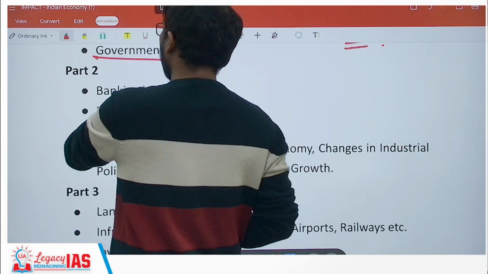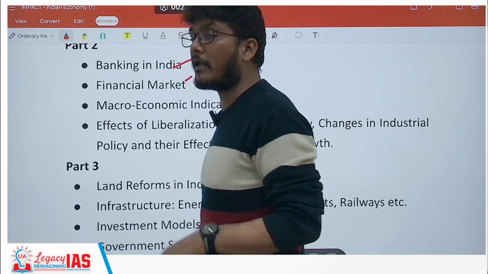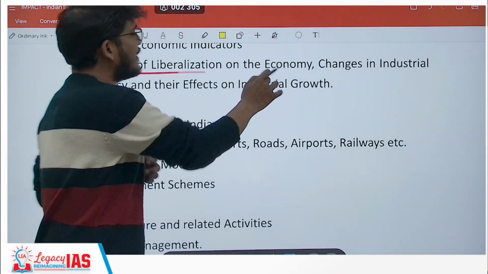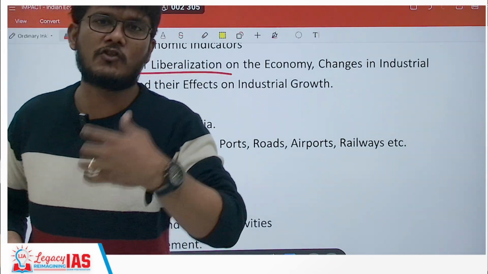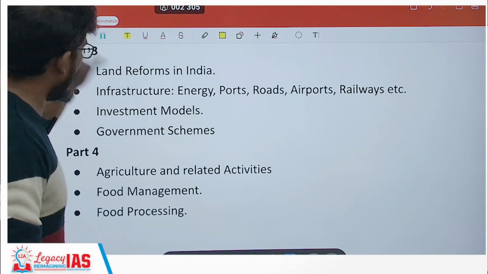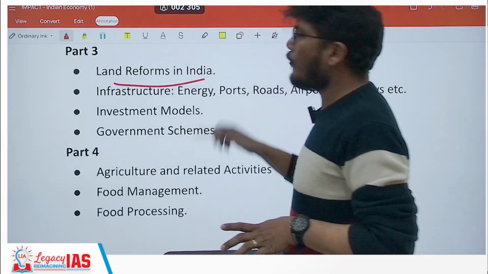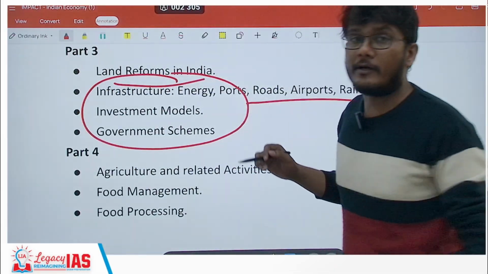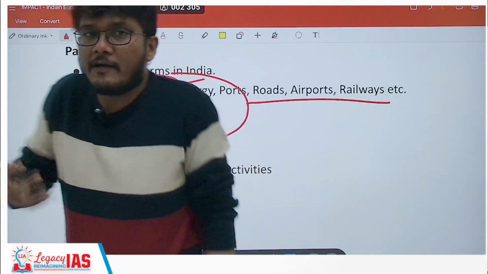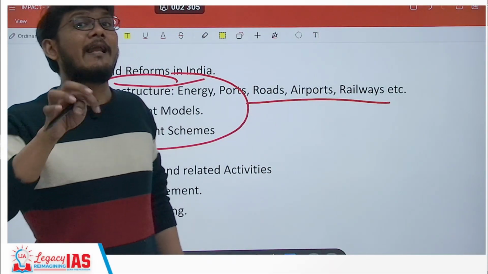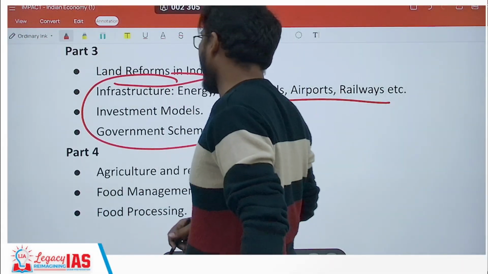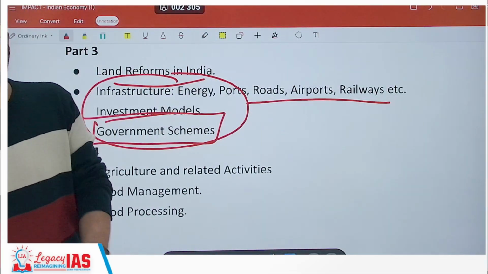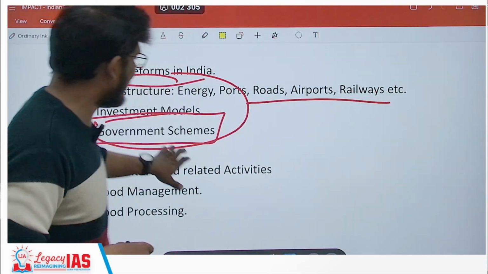Then we'll move ahead with part 2, that is banking in India, financial market, other macroeconomic indicators of the Indian economy and the effects of liberalization, privatization, globalization, and so on. The third part will deal with land reforms in India. Then you have the infrastructure, the energy, road, airport, railways. Now this has been a very favorite topic of UPSC even in prelims as well as in mains. We'll see that as well. Investment model and government schemes. Direct questions on government schemes are also very much eminent in UPSC.